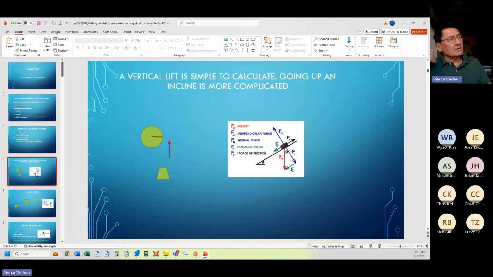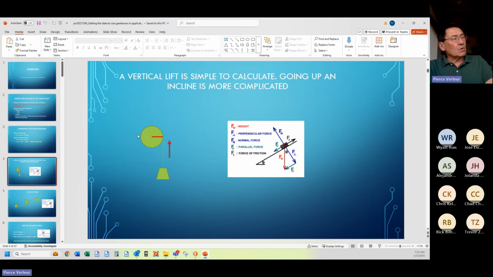Now, let's talk a little bit about the vertical lift application. The vertical lift application is really a great one to talk about first because it's so easy to calculate. The force is basically the weight hanging at the end of a cable. This green circle here represents a drum. So we have a cable drum. And turning the drum winds up or winds out the cable, therefore raises and lowers the load.